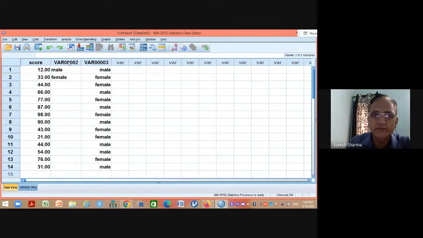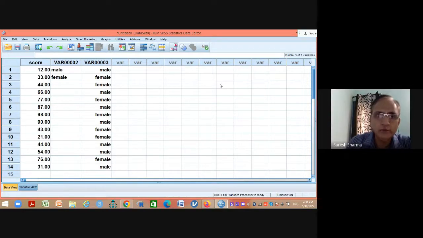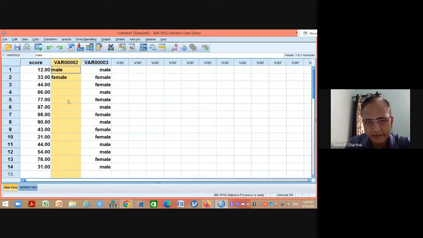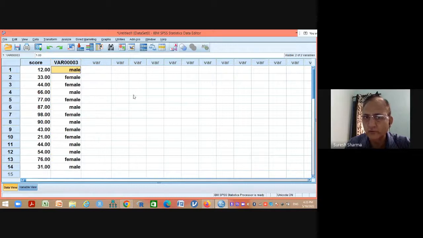Now, do you think I require variable number 2 now? I don't require variable number 2. I have already given this. So if you want to remove any variable which is unnecessary, let me just repeat, you click at the top, not here, but at this top, that means the heading. Then this entire column will become yellow. And then you right click here and press clear, and it will go out of the picture. You're able to delete it. Same thing you can do in Excel also.